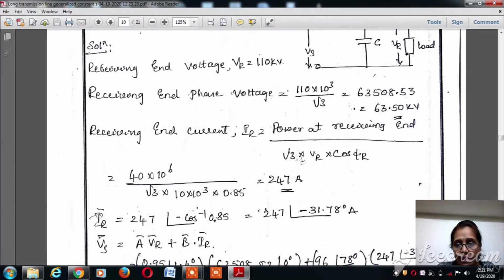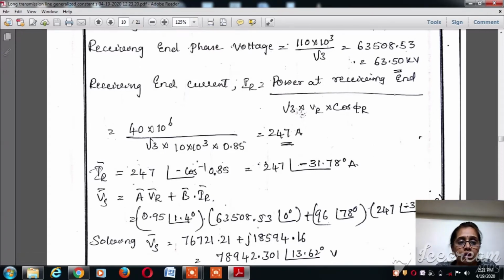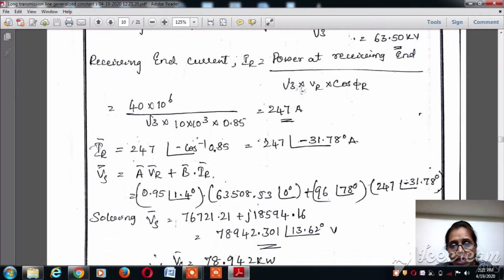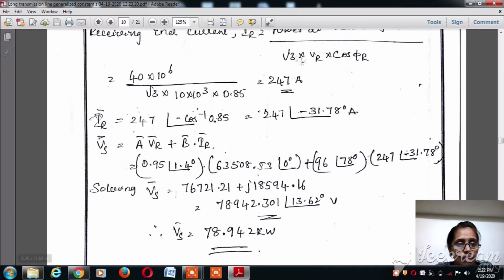Now using this we can say that power at the receiving end: 40 into 10 to the power 6 divided by root 3 into 10 into 10 to the power 3 into 0.85, that is 247 amperes. Now IR is equal to 247 at an angle minus cos inverse 0.85, that is 247 at an angle minus 31.78 degree amperes.